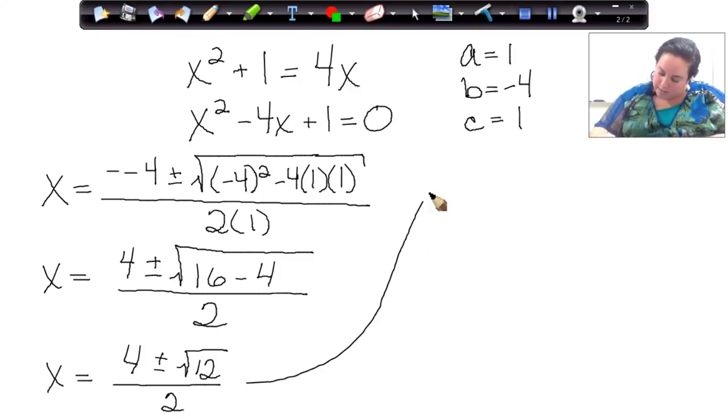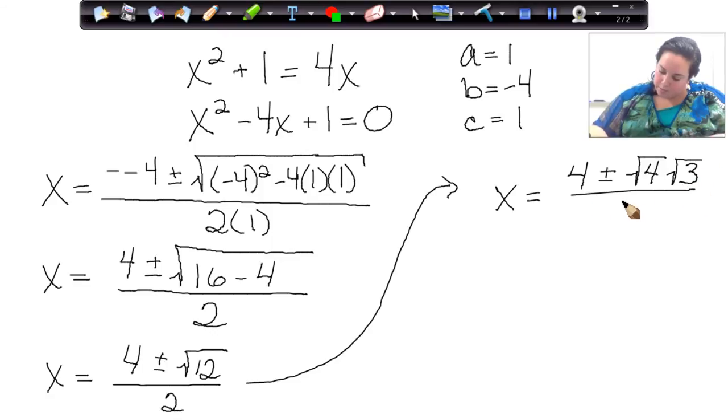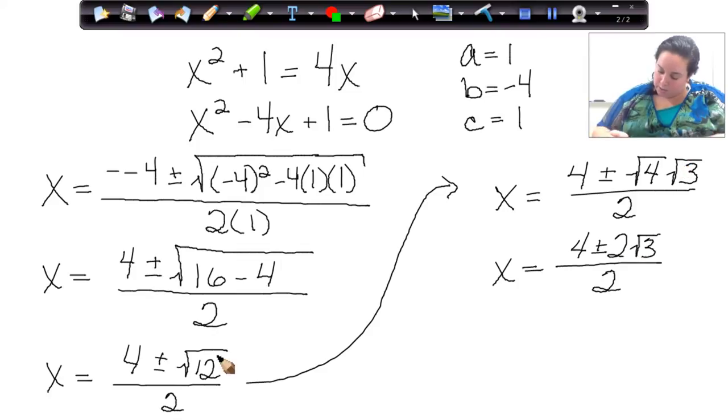Okay, and we can simplify this radical. X equals 4, and this 12 can be written as 4 times 3, so we can split up our radical into 4 and 3. And why would we want to do that? Because we know what the square root of 4 is. The square root of 4 is 2. So that helps us simplify our radical right there, if we split up 12 into 4 and 3.